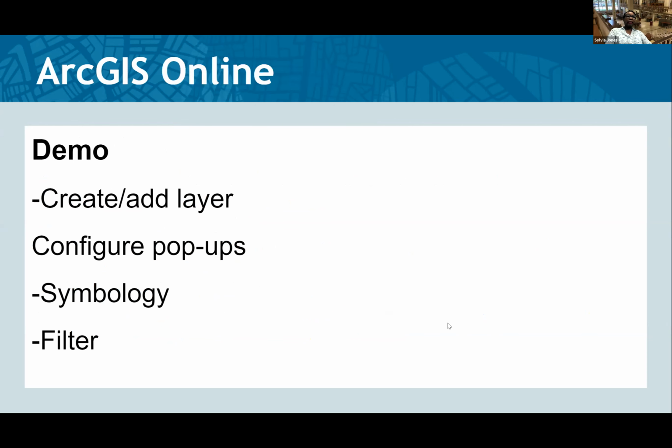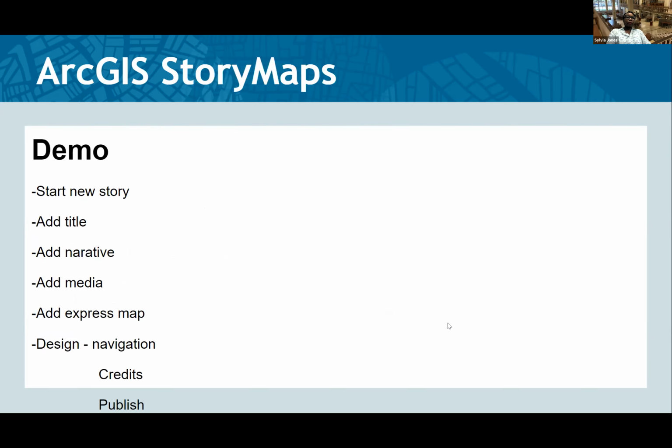And this is what I'm hoping to do in our session. We're going to demo how to create or add a layer. We're going to configure pop-ups. We're going to work with symbology. We're going to try to filter some layers, okay? And with Story Maps, of course, we're going to start a new story. We're going to try to add some narrative, add some media. We're going to create an express map. And we want to work with the design a little bit to enable navigation, and then we're going to publish it. That was very quick, very simple. It's all in the folder, okay?